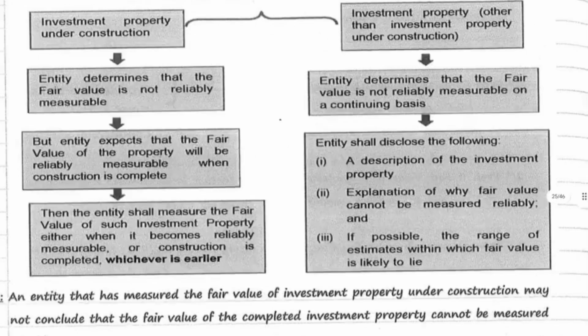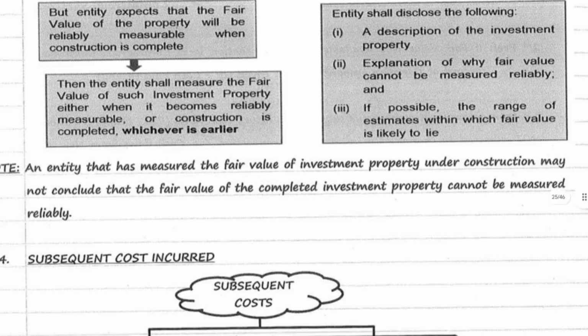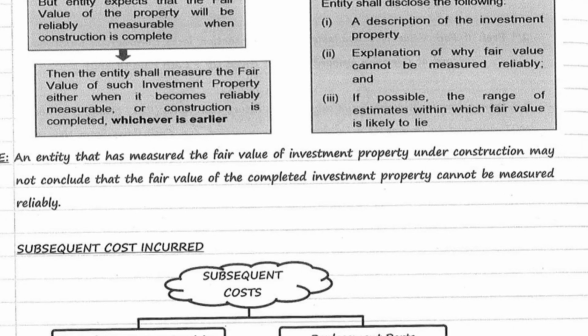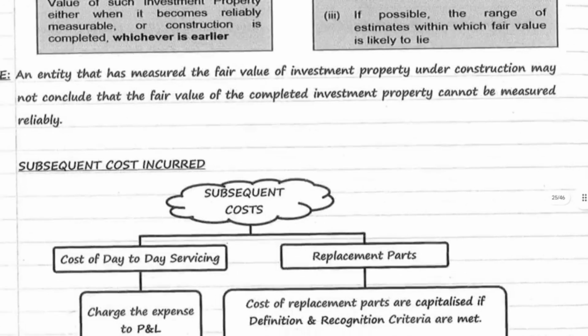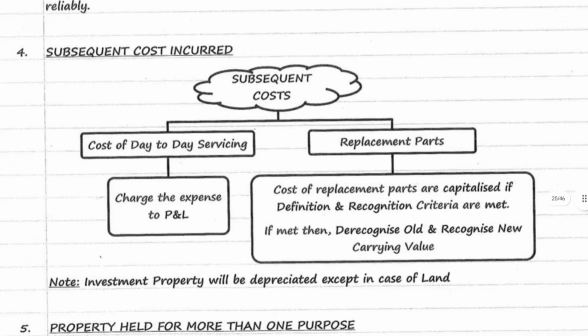An entity that has measured the fair value of investment property under construction may not conclude that fair value of the completed investment property cannot be measured reliably. Subsequent cost incurred. Subsequent cost is of two types: cost of day-to-day servicing, replacement parts.